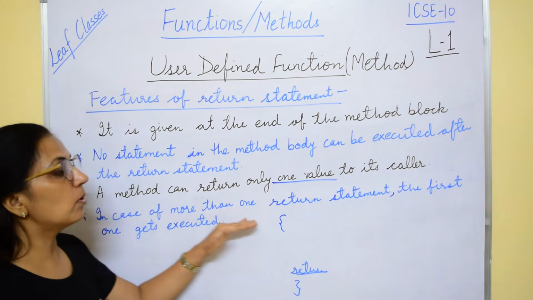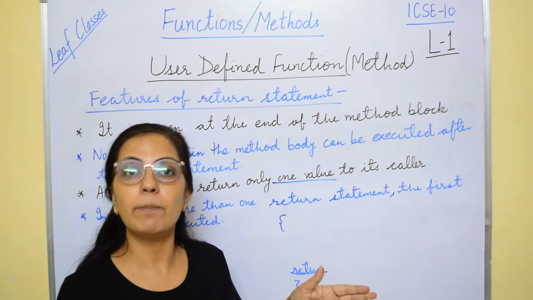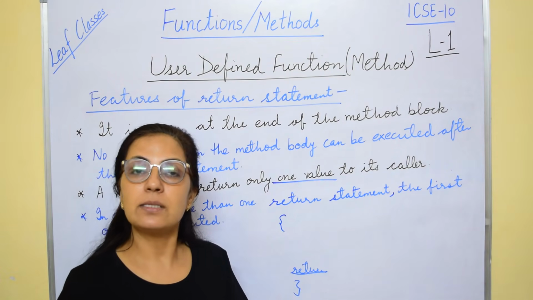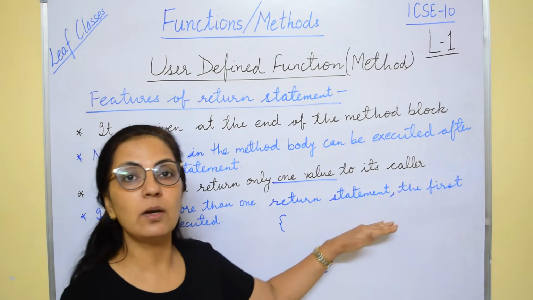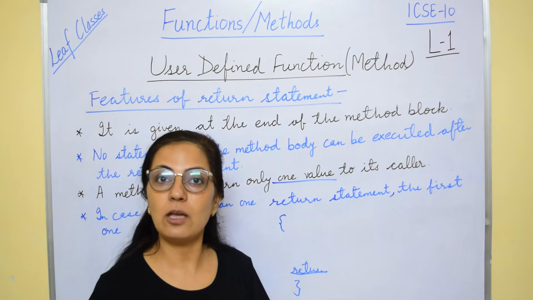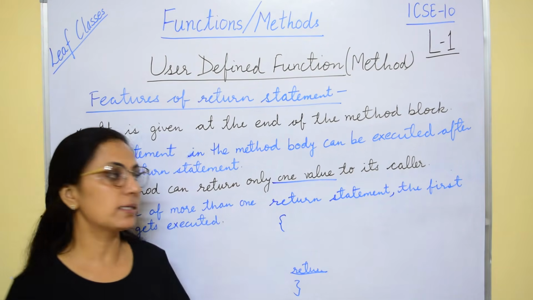In case of more than one return statement, there is no compulsion, I can write as many statements as I want. So in case you are writing more than one return statement in your method body, then only the first one will be executed.